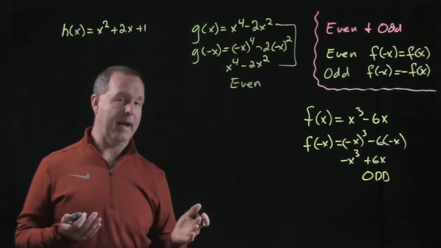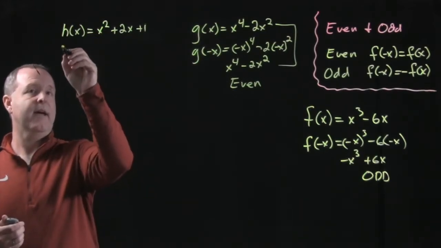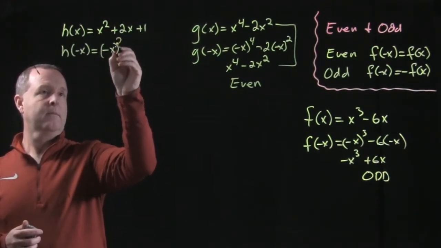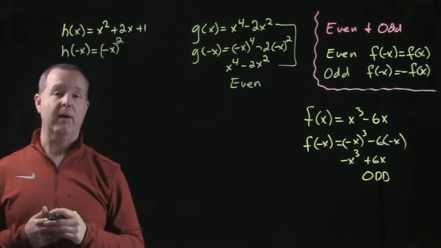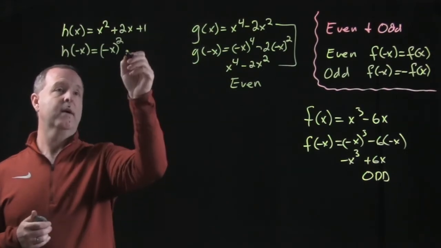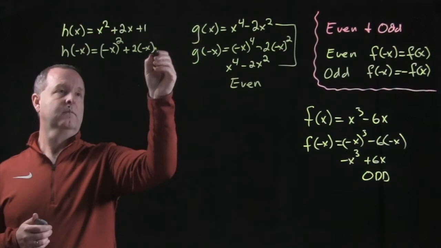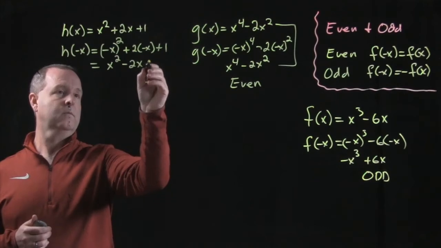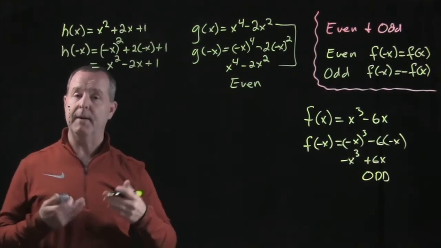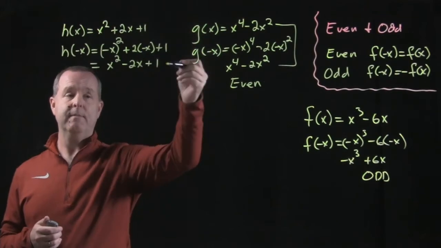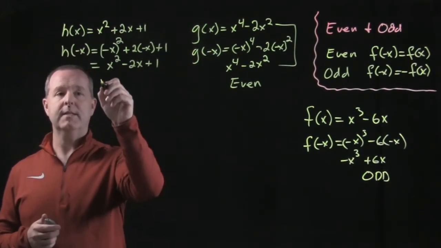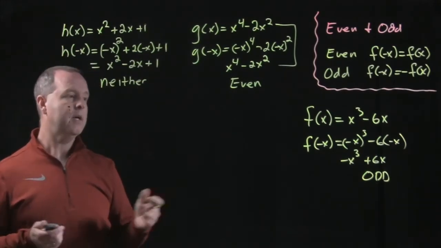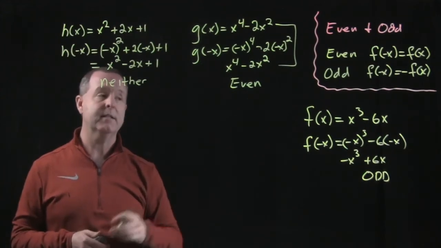H of x, same idea. Let's go ahead and evaluate it at negative x. It's important to keep that negative x in parentheses so I know it's the entire value that's being squared. Simplify that down. Look at its result and compare it with what I started with. Is the right side the same? No, it's not. So this one is neither even nor odd.